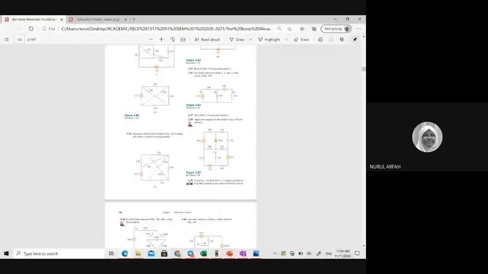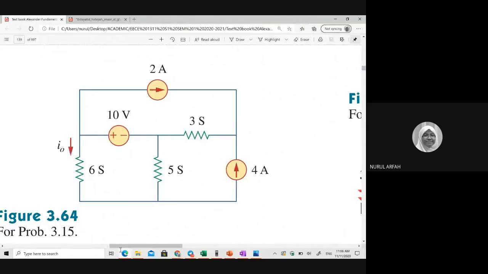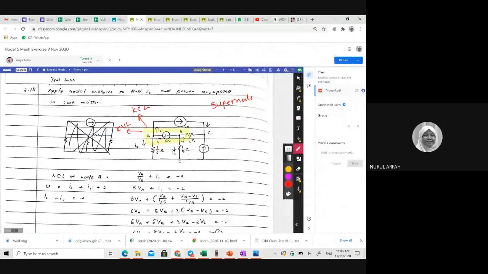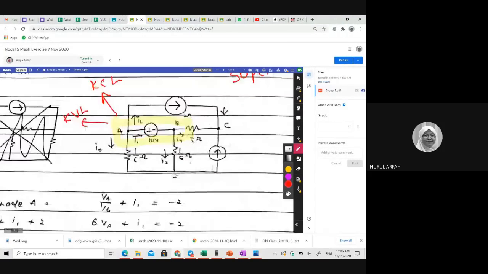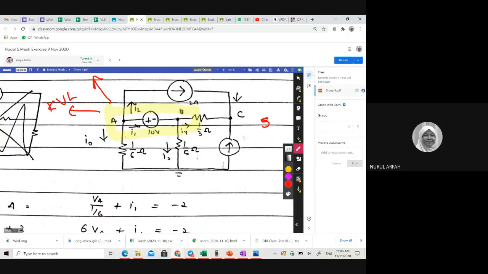If you look at the question, this is 3.15 from the Nodal. And these values are with S, right? Siemens or Mho. So if you have that, either you change the value to 1/3, because the transconductance is equal to the reciprocal of your resistor, or you can just maintain the S value, or the Mho value. So you can put it like this, and then check.